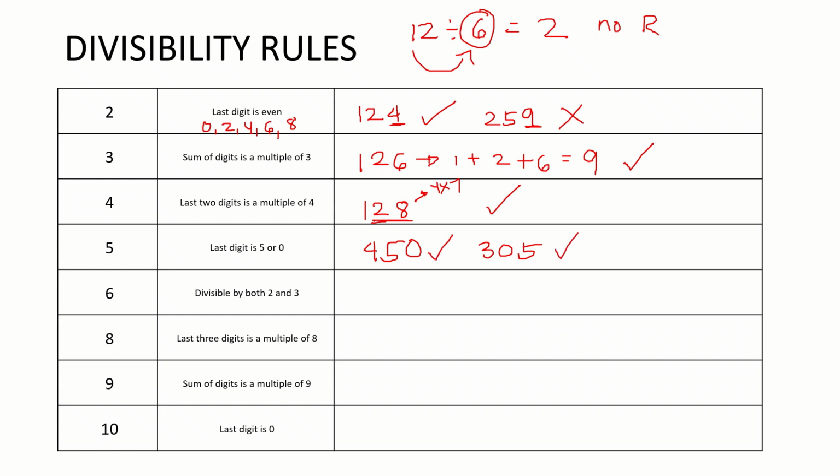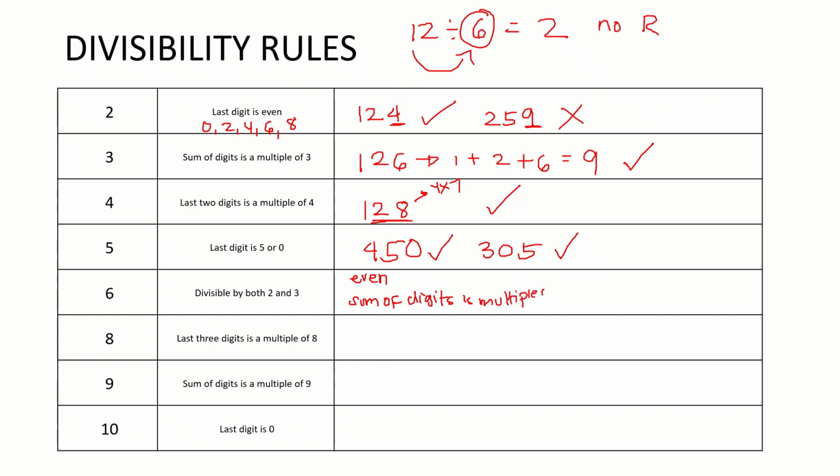Next, for 6, divisible by both 2 and 3. So a number is divisible by 6 if it's also divisible by 2 and 3. That means if it's even and the sum of digits is a multiple of 3.